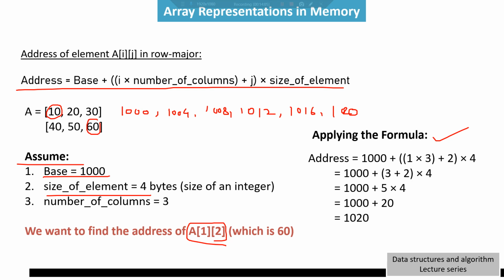You can also see here that if you calculate the address by applying the formula, you are getting 1020, right? If the size of the matrix is large, then this formula is helpful. Otherwise you can do it manually also.